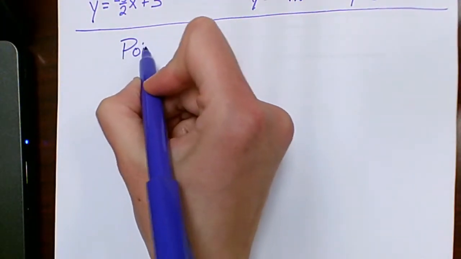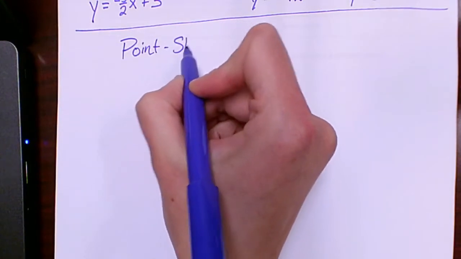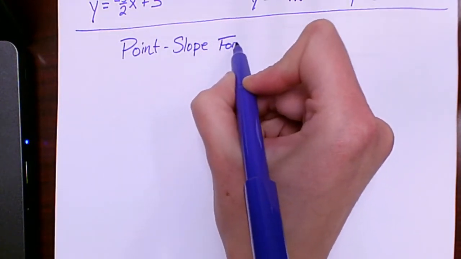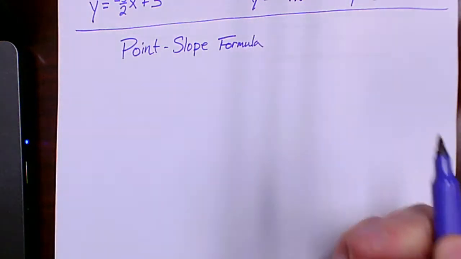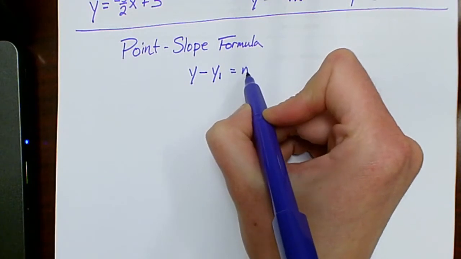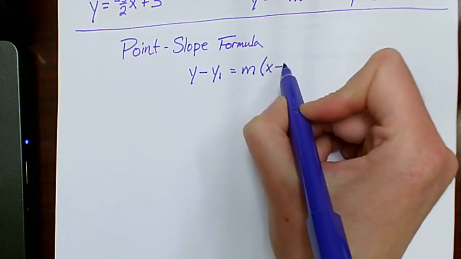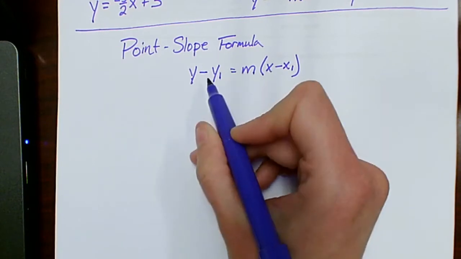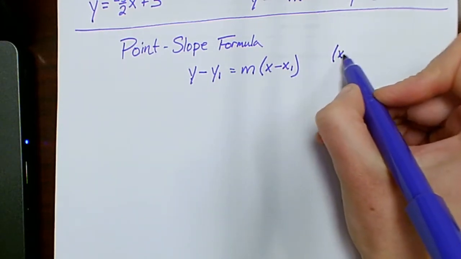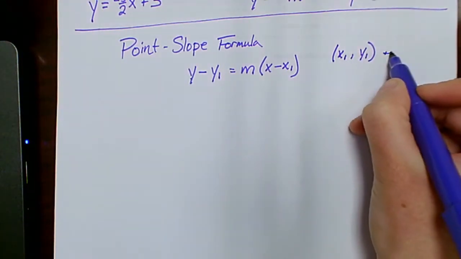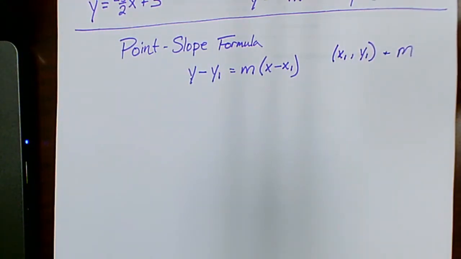So let's go ahead and use the point slope form. So the point slope formula is y minus y1 equals our slope times x minus x1. This y and this x stay as y and x. You're going to have a point of x1, y1, and the slope to work this with.